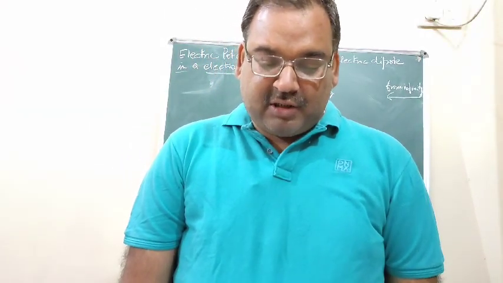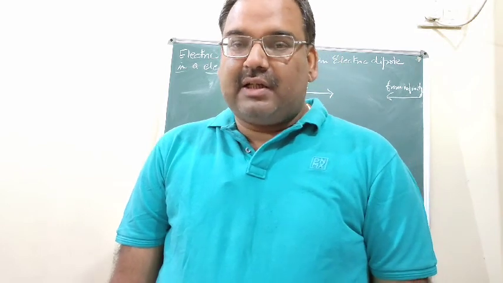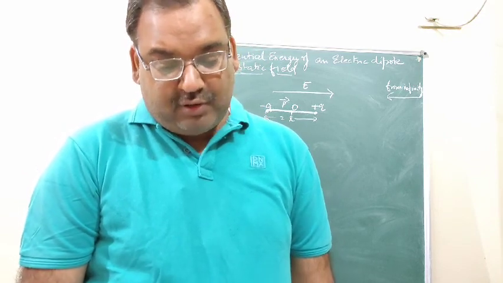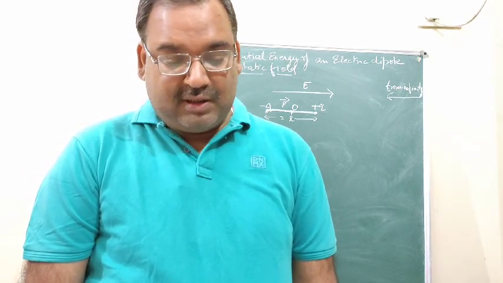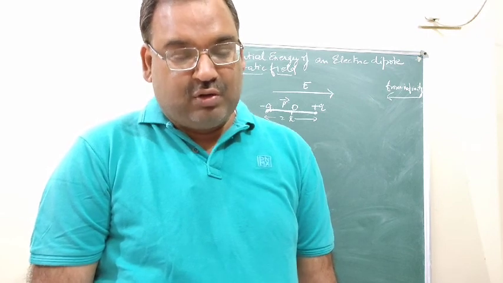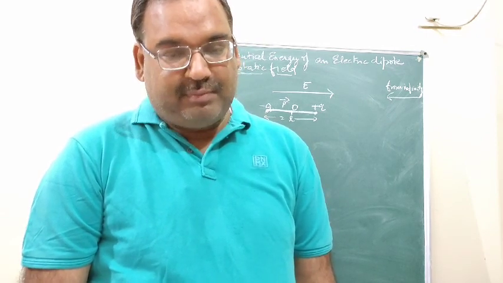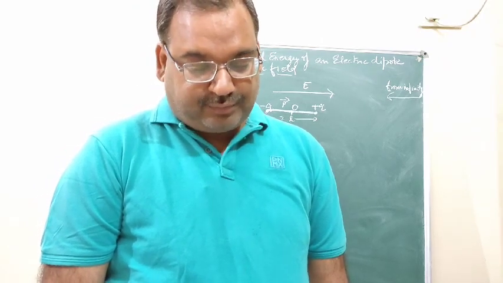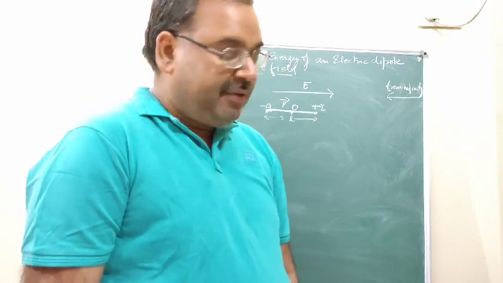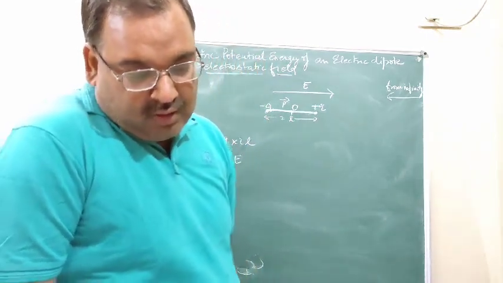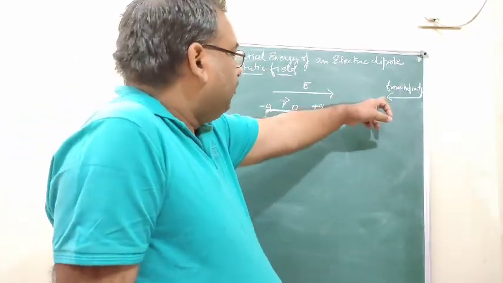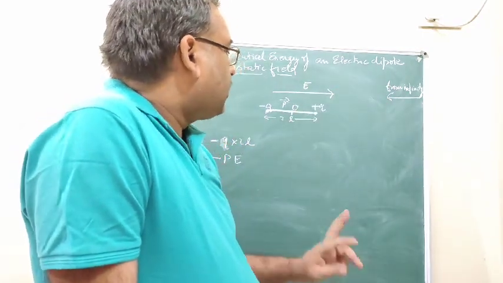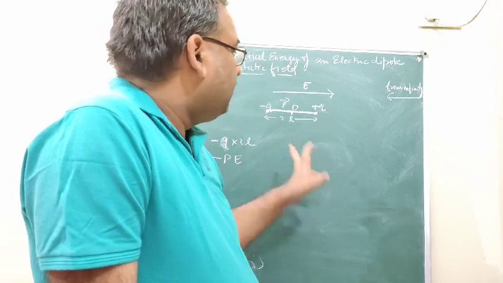Next we have electric potential energy of an electric dipole in an electric field. The potential energy of an electric dipole in an electric field is equal to the work done in bringing the dipole from infinity to inside the field. You are bringing the dipole from infinity inside the field. So we have a figure here. There is a dipole being brought from infinity inside the uniform electric field. A dipole consists of positive and negative charge, plus Q and minus Q.